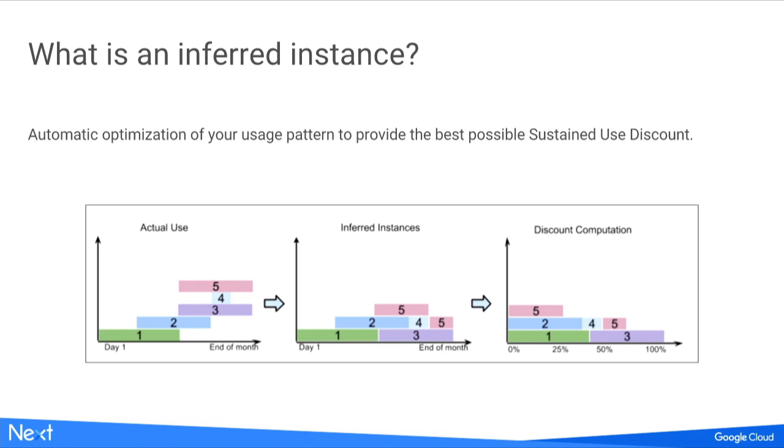And it's a much bigger discount than you would have gotten in the graph on the left. You can see that it looks like you used one inferred instance for the entire month. The second instance you used for over half the month. And the third instance you used for about a quarter of the month. Each of those will get a different tier of SUD, but it will be a much higher tier than you would have gotten in combination on the left. So this is one of the ways that we calculate what's the best deal for you.